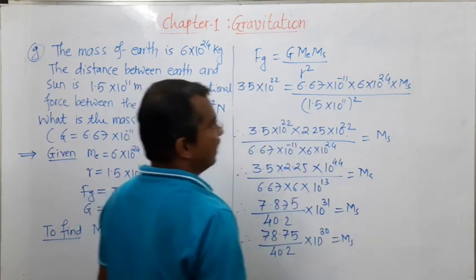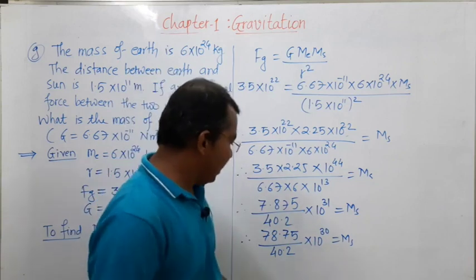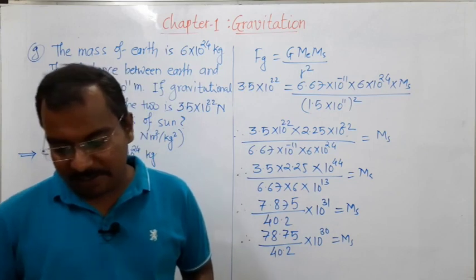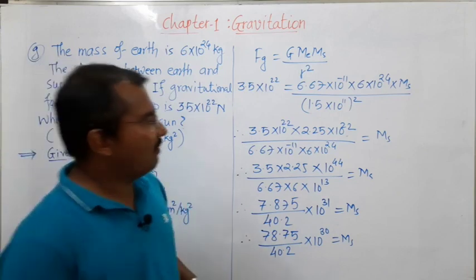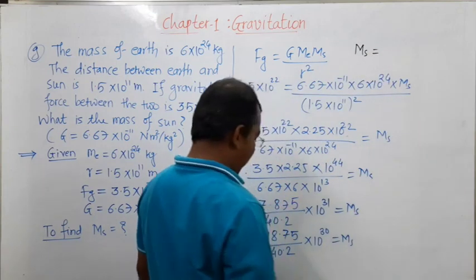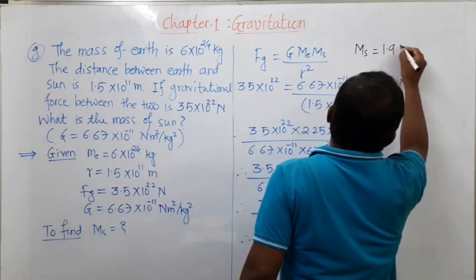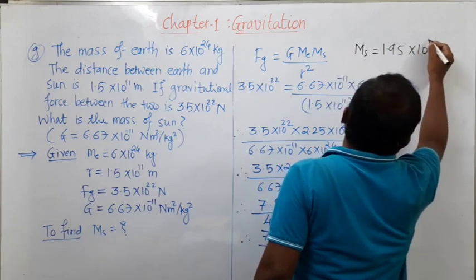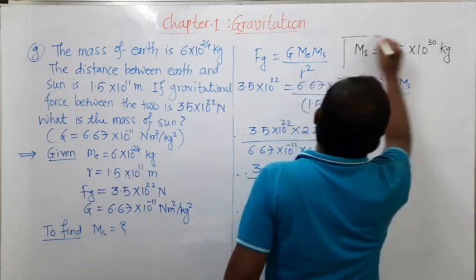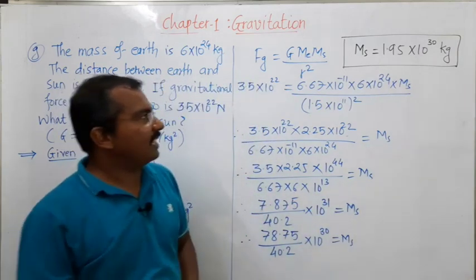I will write it in a more convenient way here. The final answer: 78.75 divided by 40 will be 1.95. Mass of sun is 1.95 or 1.96 into 10 power 30 kilogram. This is your final answer, mass of sun.